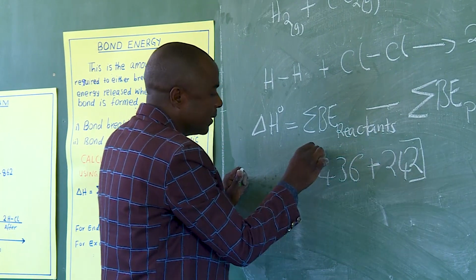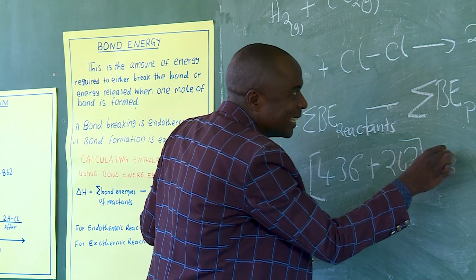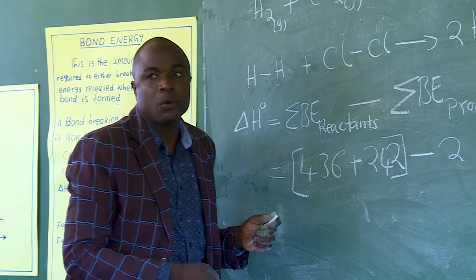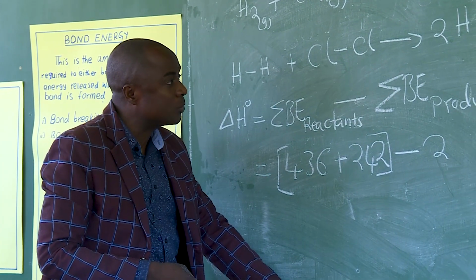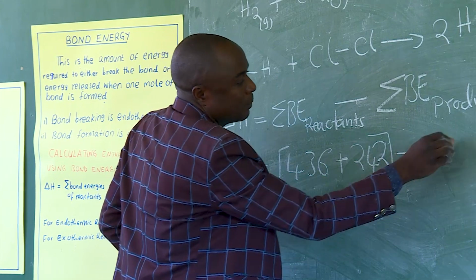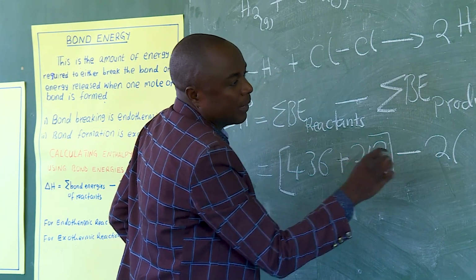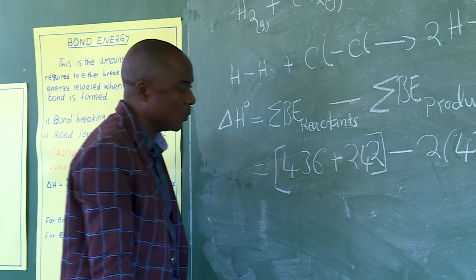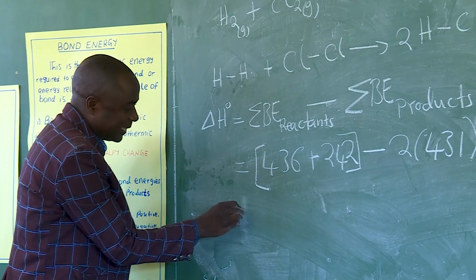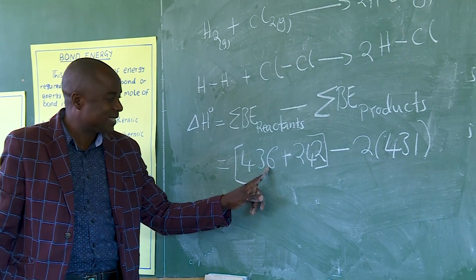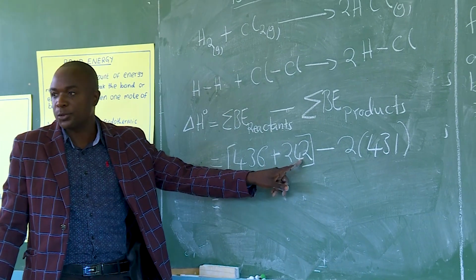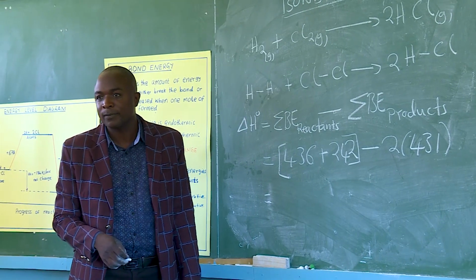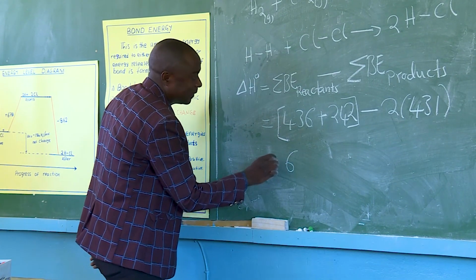So we have this, then minus. We have got 2 hydrogen to chlorine bonds. So the hydrogen to chlorine bond will be multiplied by 431. So when you add 436 plus 242, what is the answer? Yes, calculate. 678.